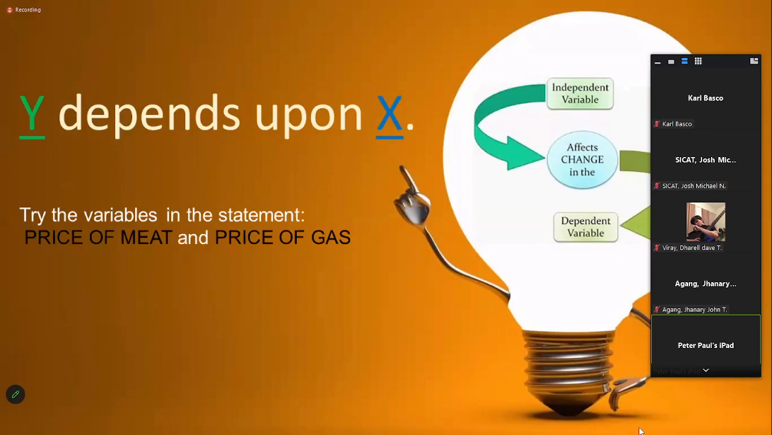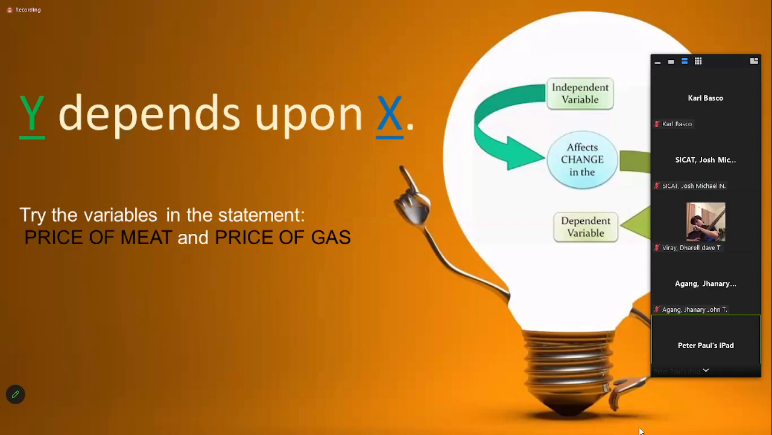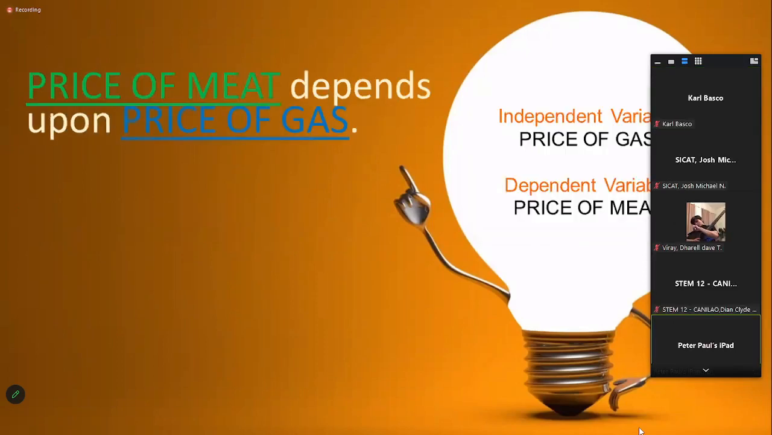Try the variables in the statement, price of meat and price of gas. Alin sa tingin nyo dyan yung x at alin sa tingin nyo dyan yung y? Which is the dependent and which is the independent? Yes, Clyde. Yung independent po, sir, is yung price of gas. Tapos yung dependent po is yung price of meat po. Very good. Obviously, the price of meat depends upon the price of gas.